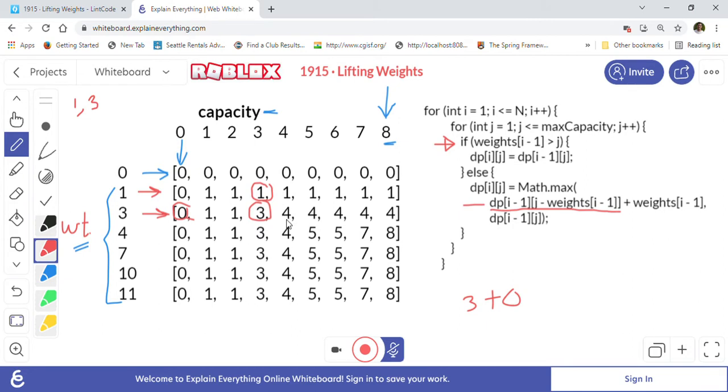Now when we are at this position, again we have a choice to take this one, or we have a choice of adding 3 plus, in this case 3 plus j minus weights of I minus 1, means j is 4, 4 minus 3 means 1. So this row and one cell has a 1 value, so 3 plus 1, so it will come 4, so we will put 4 here, right?